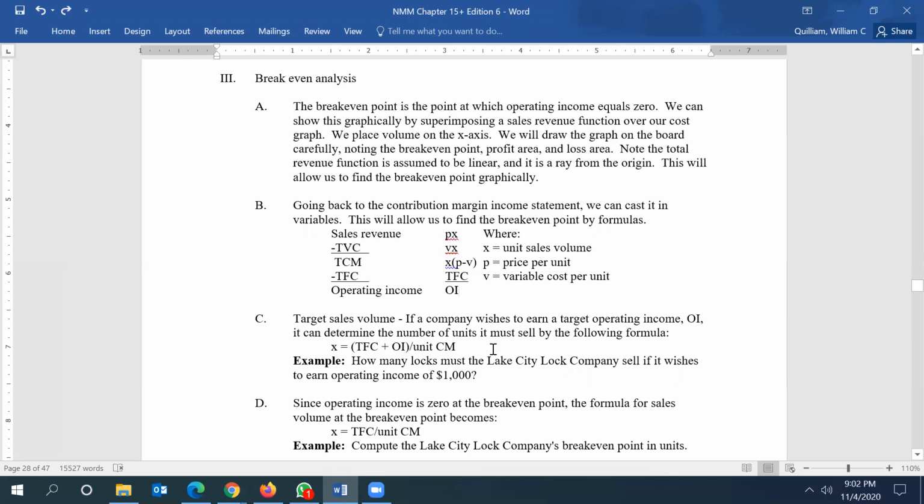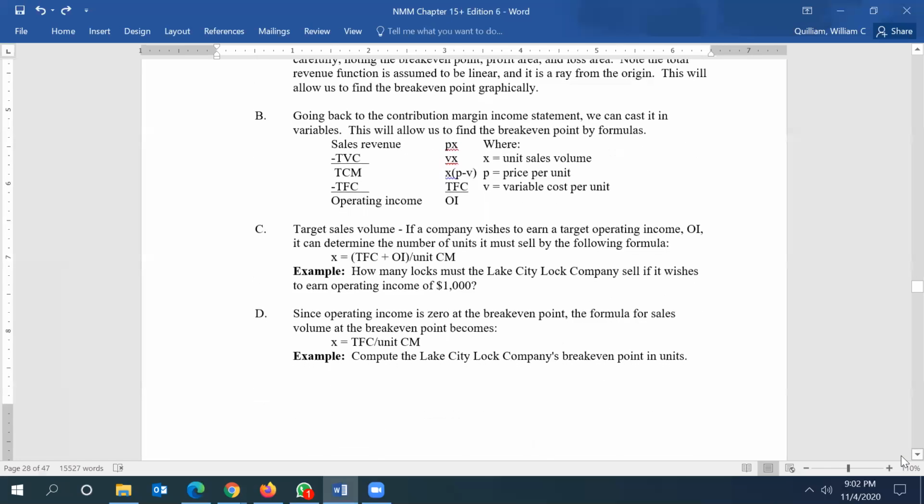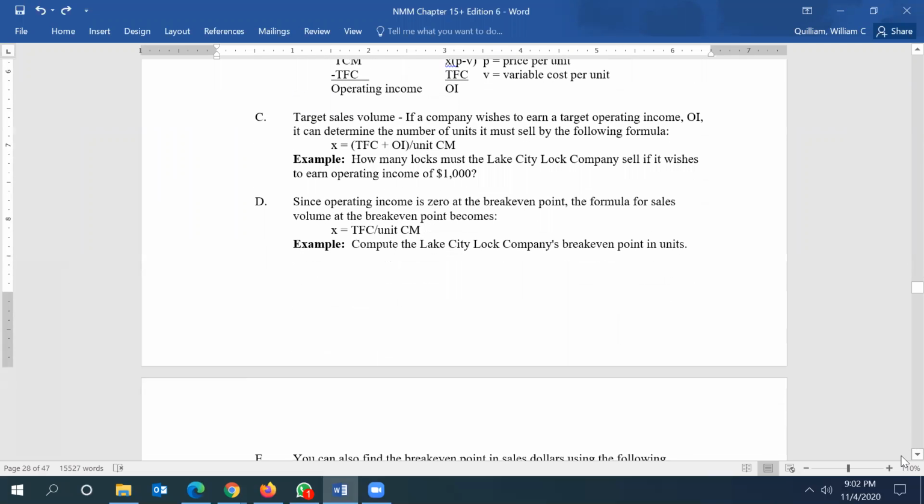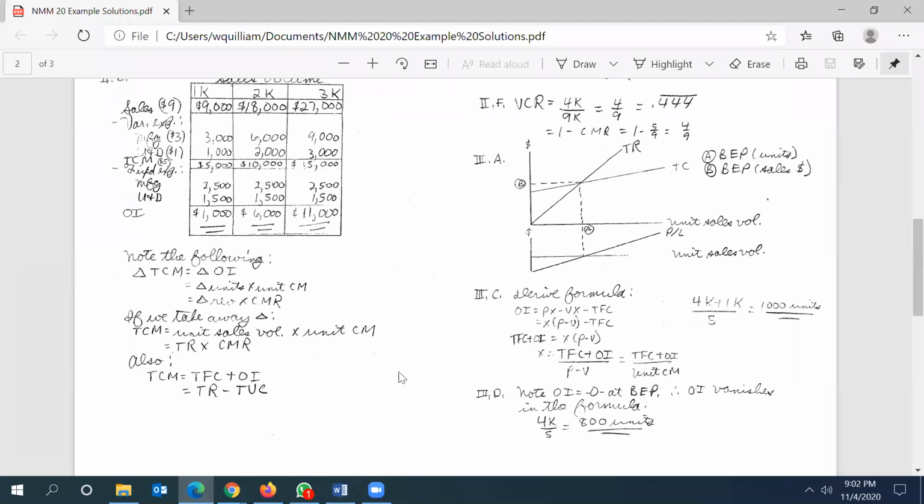So let me find something called target sales volume first. If a company wishes to earn a target operating income of OI, which we would be given, whatever it may be, it can determine the number of units it must sell by the following formula. It will equal total fixed plus operating income divided by the unit contribution margin. I'm going to calculate how many locks Lake City Lock Company must sell if it wishes to earn an operating income of $1,000.